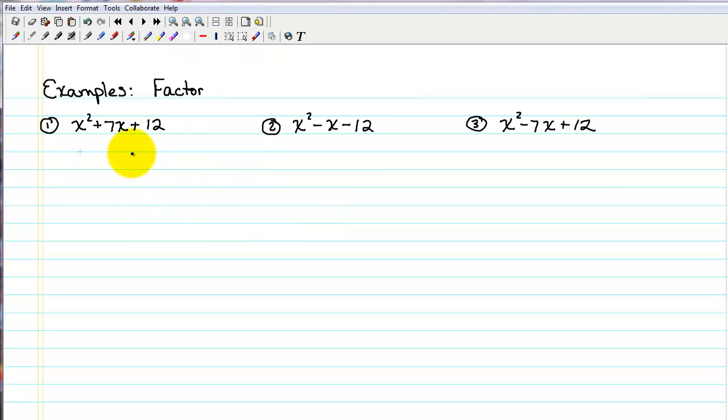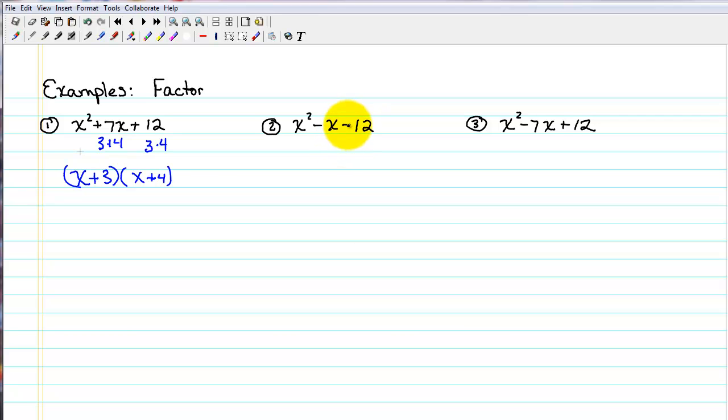I've got three examples here. They're all somewhat similar. So again, I'm looking for a pair of factors that multiply to be 12 and add to be 7. So 3 times 4 is 12, and 3 plus 4 is 7. So that tells us that this factors into x plus 3 times x plus 4. Okay, so that's our factoring.